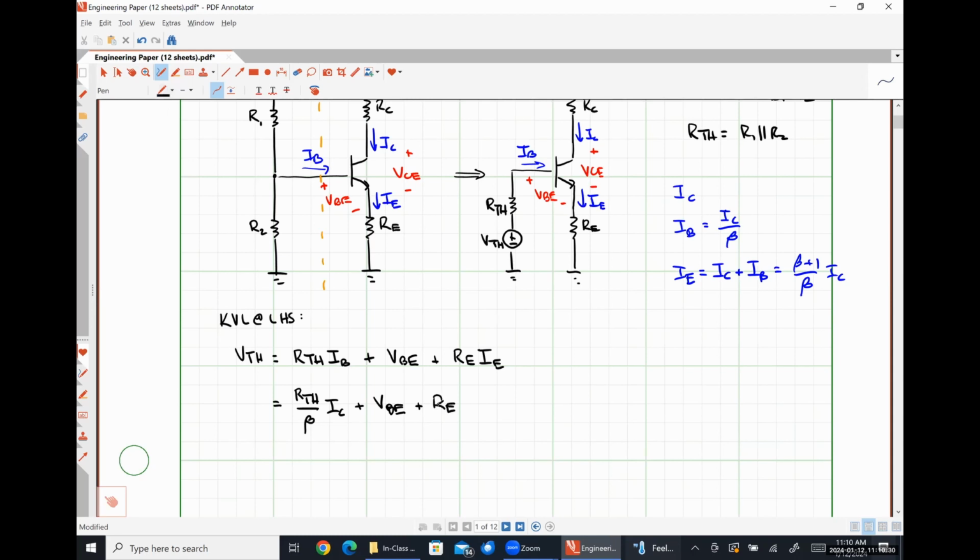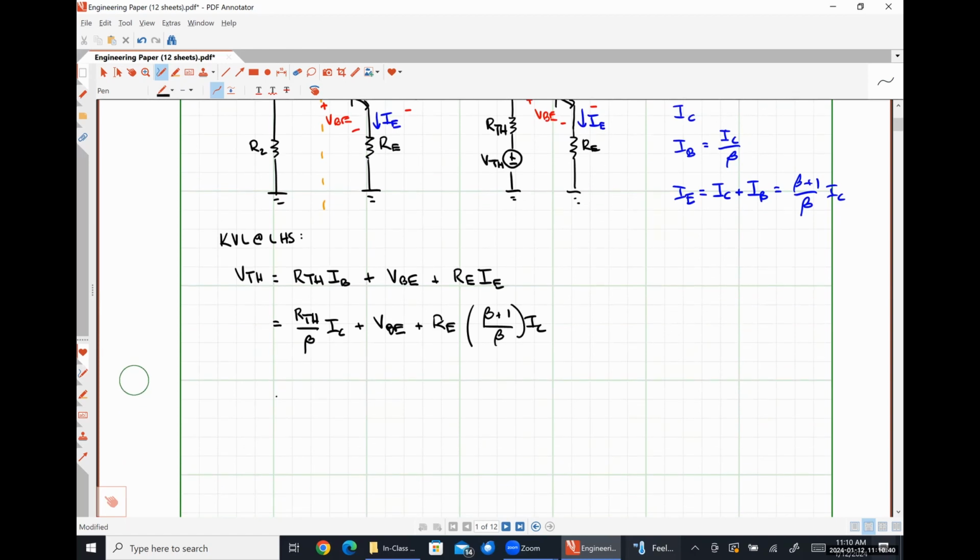So here we'll have RE times beta plus 1 over beta IC, and we can just lump these IC terms together. That's going to look like RTH plus RE times beta plus 1, all of this divided by beta, times IC plus VBE. And then we could express IC in terms of VBE, or VBE in terms of IC, using our standard relationship. And we have a one equation, one unknown system.